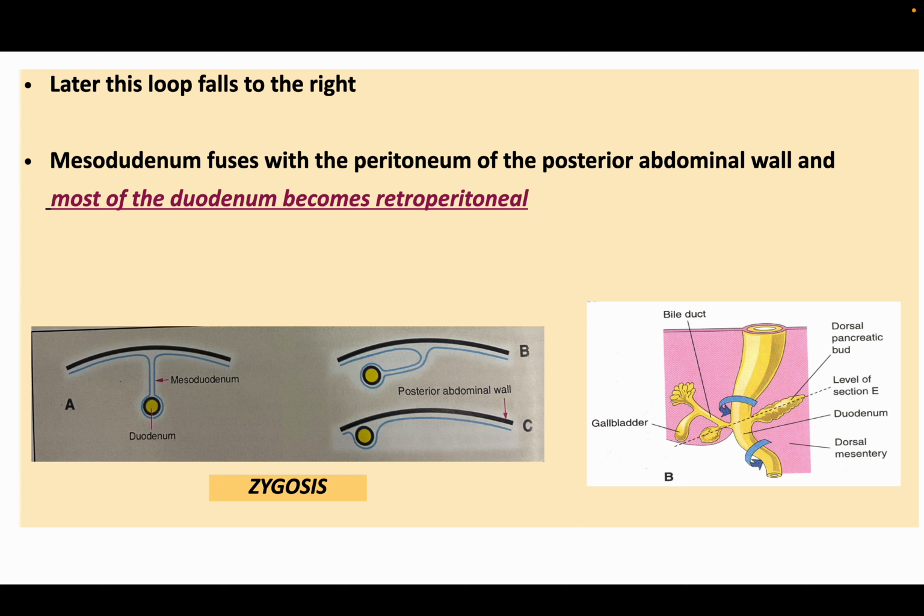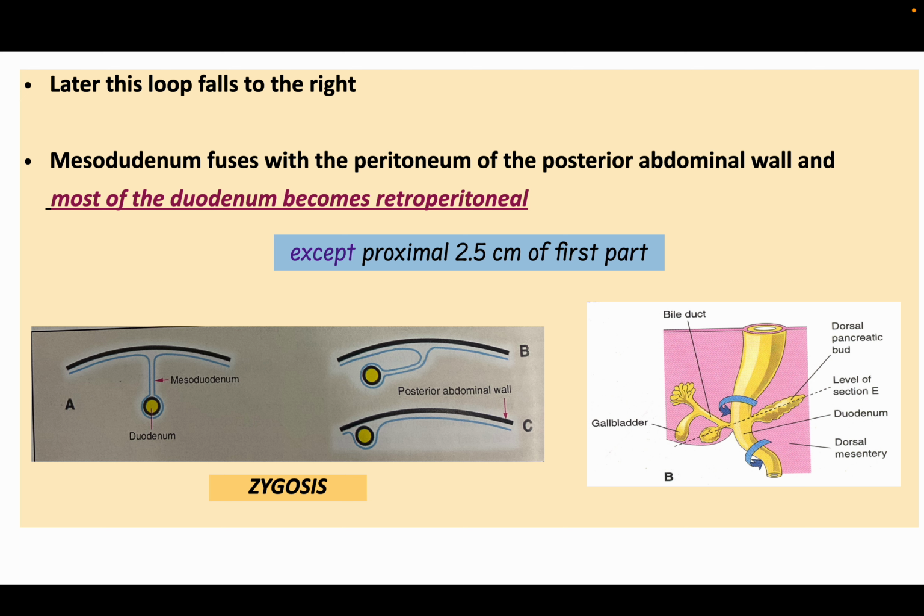by the process of zygosis. This phenomenon by which it is fused to the posterior abdominal wall, we call the process of zygosis. But except for the proximal 2.5 cm of the first part of the duodenum, that part remains with a mesentery, the mesoduodenum, but the rest of the duodenum becomes retroperitoneal.